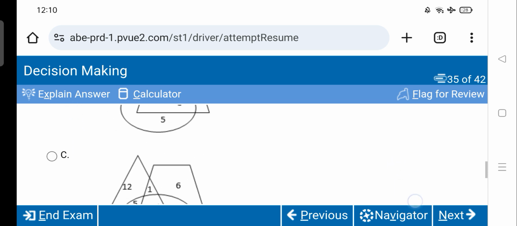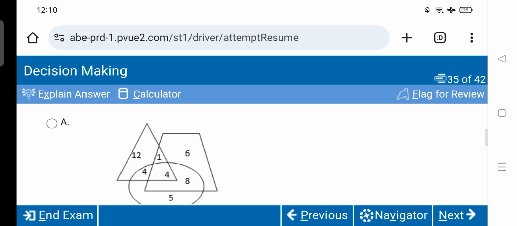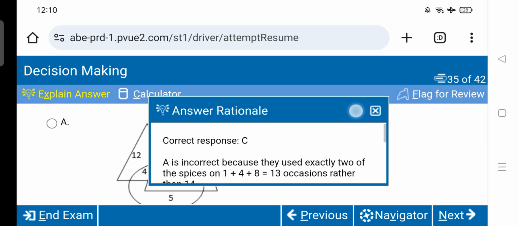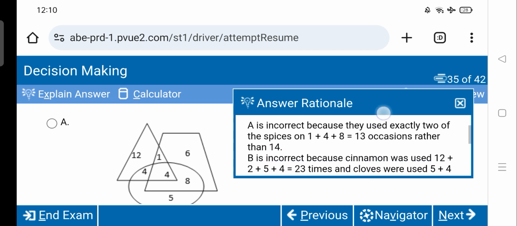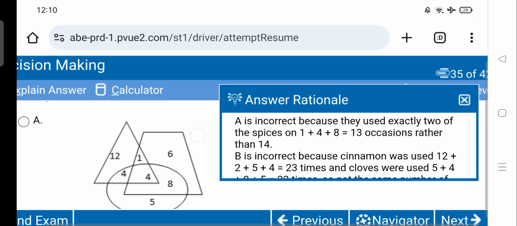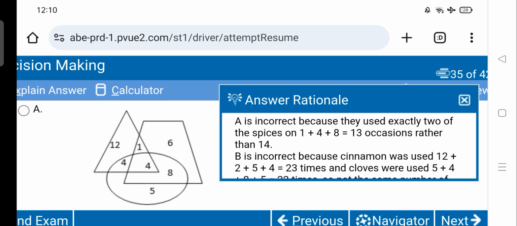So let's see which diagram best represents the data or information that is given above. Here we have option C as the correct option, and option A is incorrect because they used exactly 2 of the spices on 1 plus 4 plus 8 equals 13 occasions rather than 14.